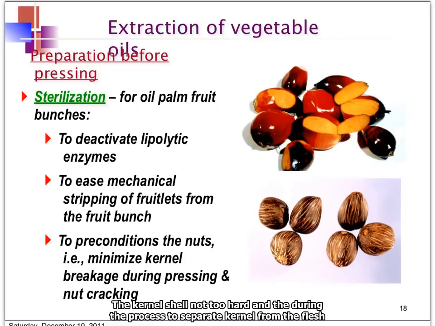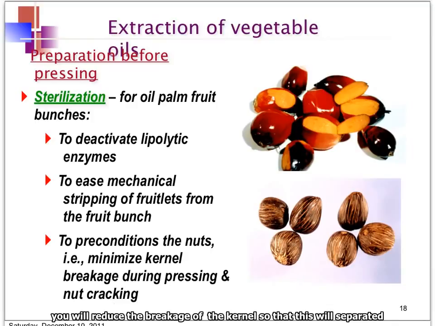And during the process to separate the kernel from the flesh, it will reduce the breakage of the kernel, so that this will facilitate the separation of the kernel from the flesh in the processing of the palm kernel oil.